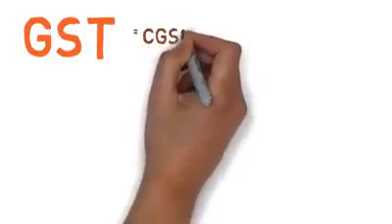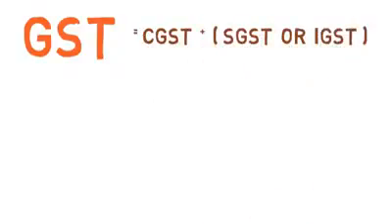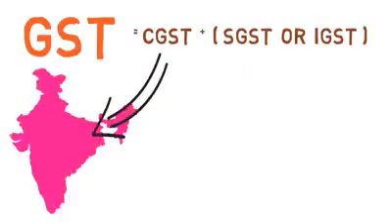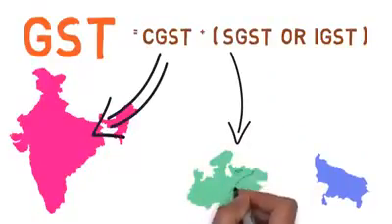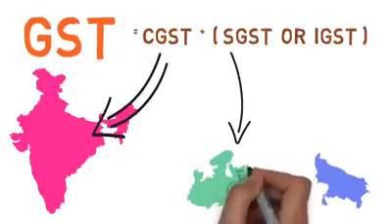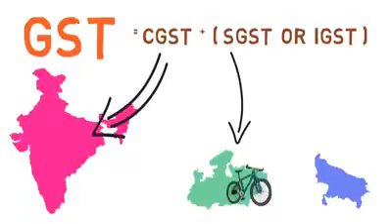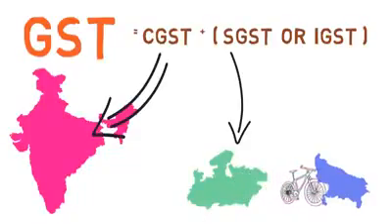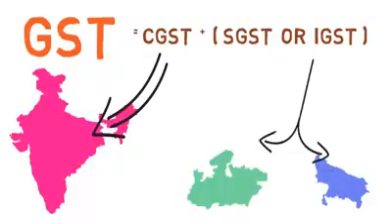GST is a combination of CGST and SGST, or IGST. CGST is central GST, which is paid to the central government. SGST is the state GST, which is paid to the state government, and IGST is the integrated GST, which comes in the situation when goods and services move interstate. For example, product A is manufactured in Madhya Pradesh and sold in Uttar Pradesh, so IGST is distributed between both the states. In this case, SGST will not be collected.